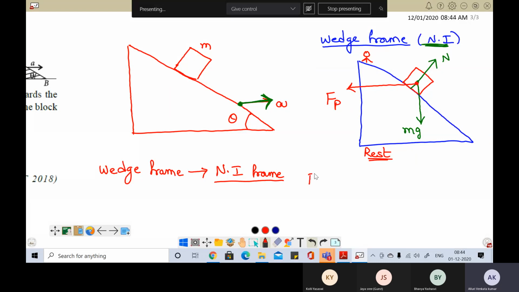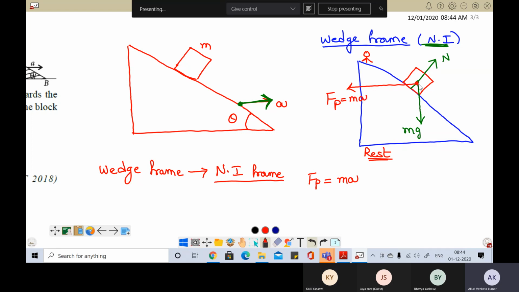What is the magnitude of pseudo force? Ma. Correct. What is m? The mass of the block, the mass of the object whose FBD is drawn. And what is a? Acceleration of the wedge, acceleration of the non-inertial frame. Here the non-inertial frame is the wedge. So this is equal to ma.